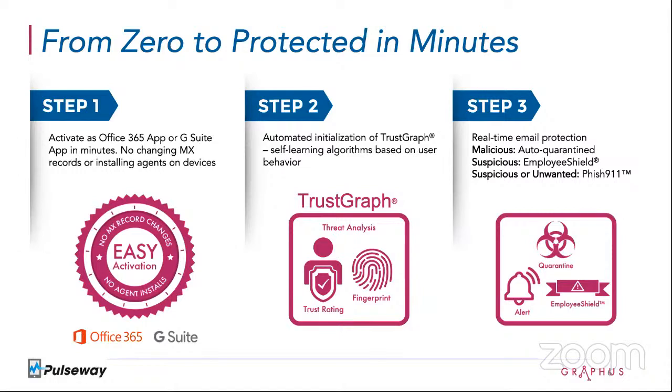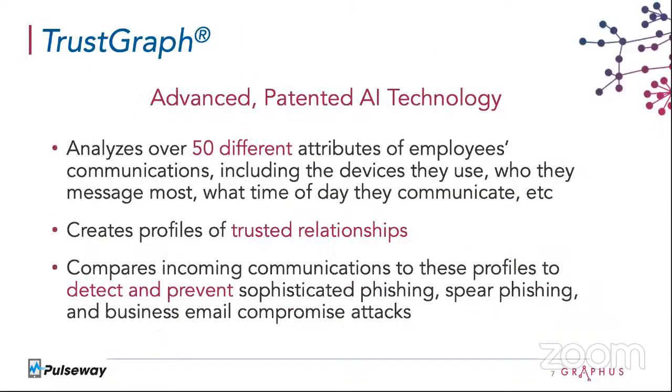Those threats are also detected and protected by Graphis, which is not the case with upstream solutions because they don't see internal emails. They only see what's coming in, and in some cases, what's going out. To give you a little more insight into Truss Graph, it is analyzing 50 different attributes of email communication, building trust relationships, a profile, and unique fingerprints, and then using it to detect and prevent sophisticated targeted attacks targeting your environment, including phishing, spear phishing, business email compromise, etc.